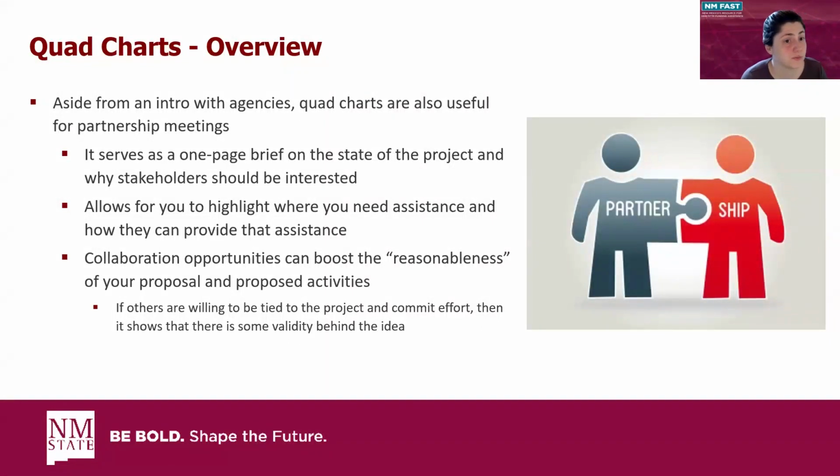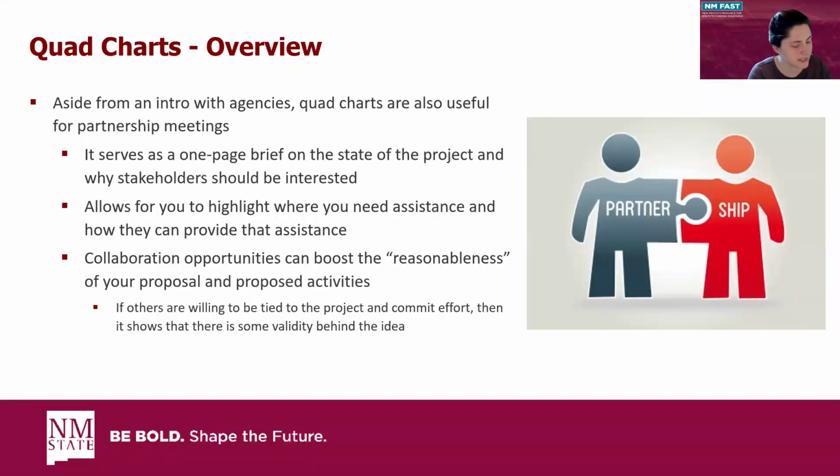And in addition to using these quad charts to talk to federal program managers, they are really good at leading the conversations when you're looking for partners. So if, for example, you're interested in STTR, you may need to bring on folks and get them interested in what you are creating. It really serves as this one-page brief that talks about the state of the project and why stakeholders or partners or additional team members should be interested. It allows you to highlight where you need assistance, and then you can identify how they can provide that assistance.